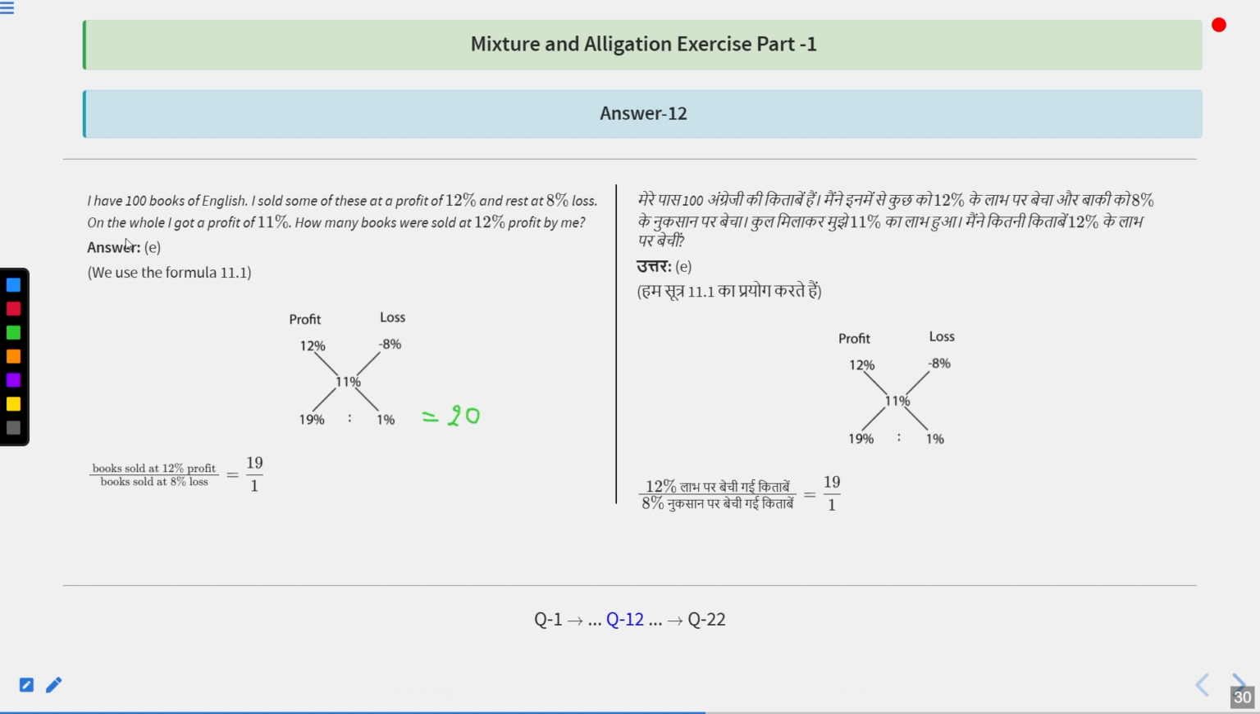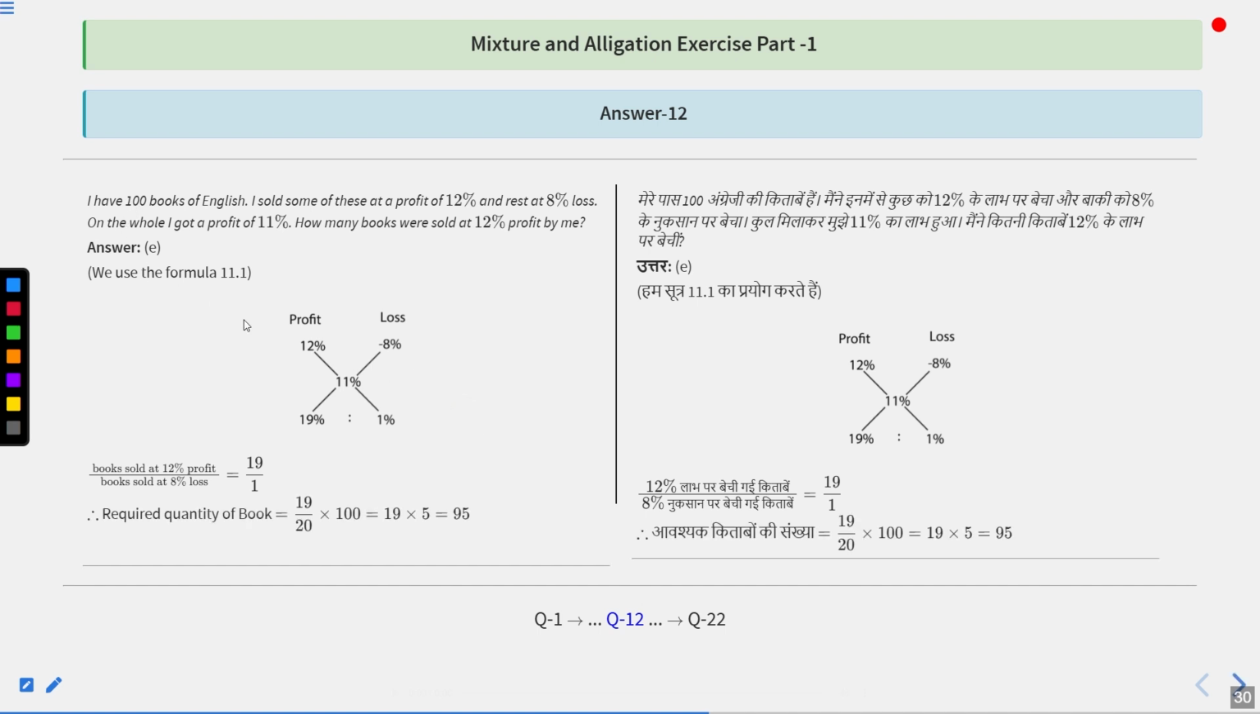So if 20 units equal 100, what will be the value of 19? Because the question asks how many books were sold at 12% profit. So how many books were sold at 19? When we calculate it, we get 95 books. So he sold 95 books at 12% profit. Clear? Next one.